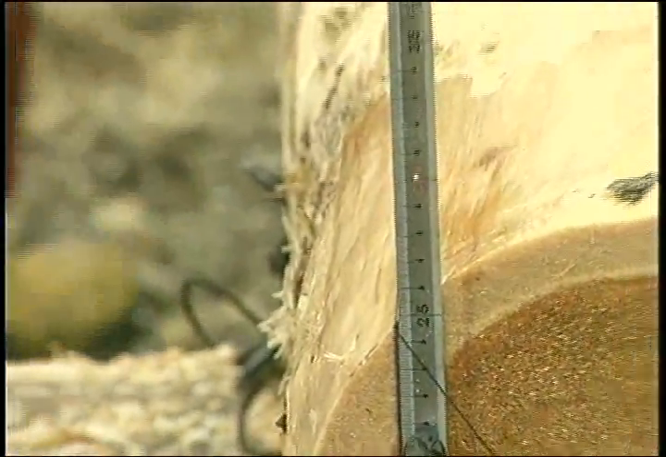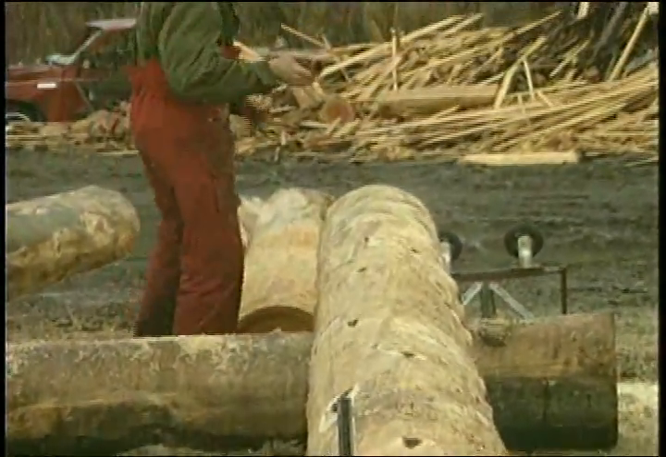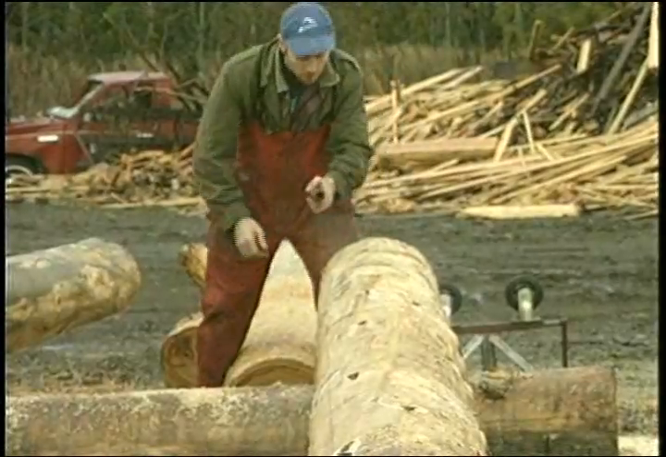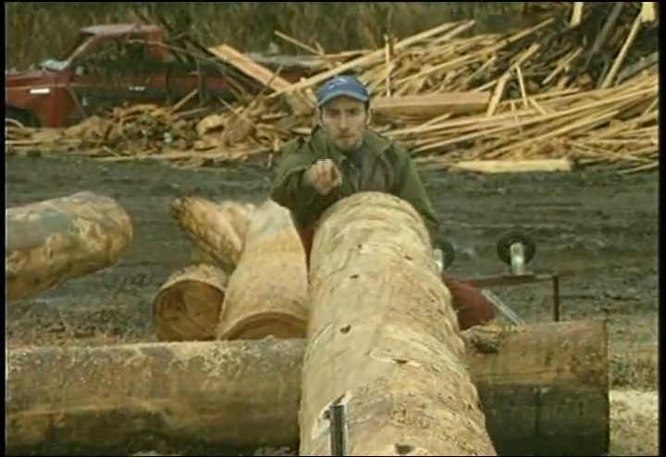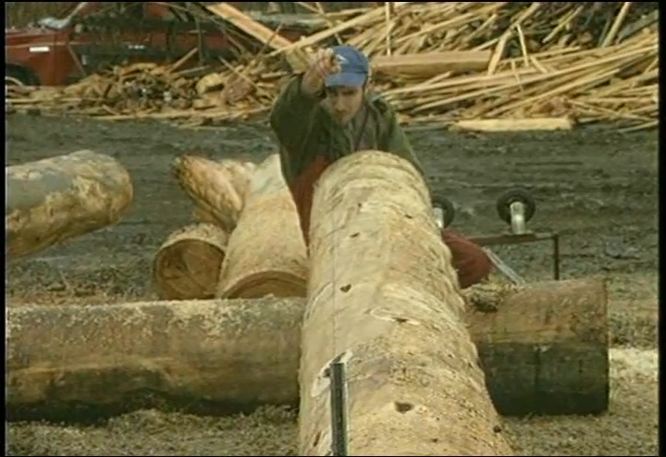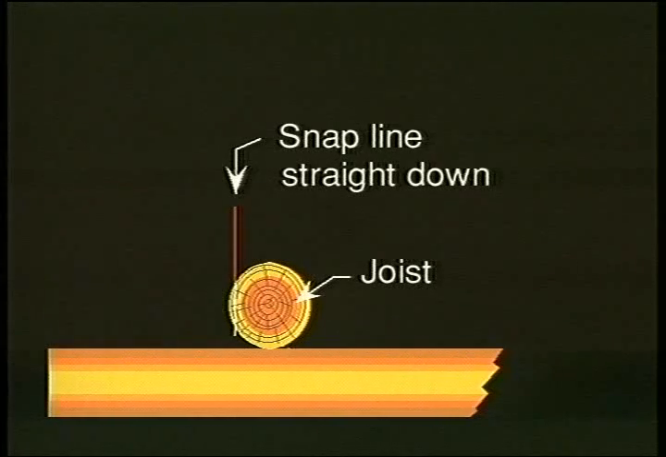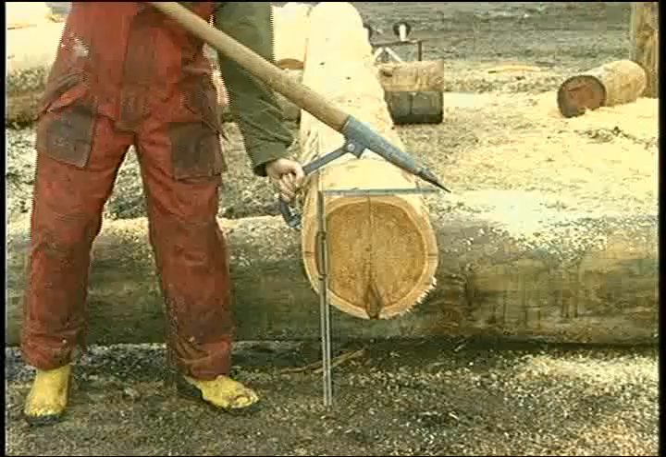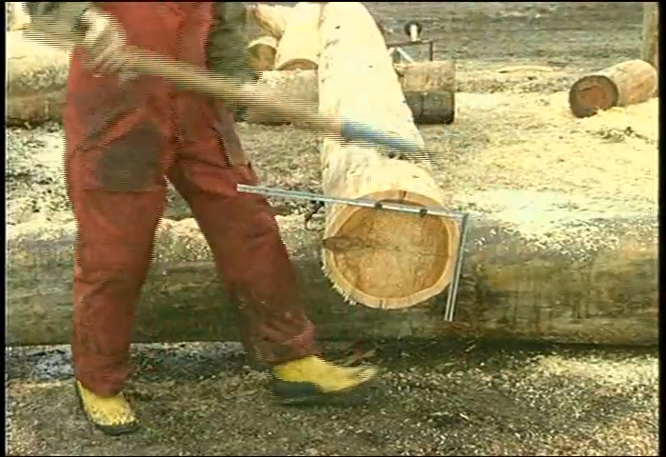Roll the log until the line on the end is vertical, then snap an ink line on the side. Be careful to snap the line in the direction of the cutting plane. Roll the log 180 degrees and snap a line on the other side.